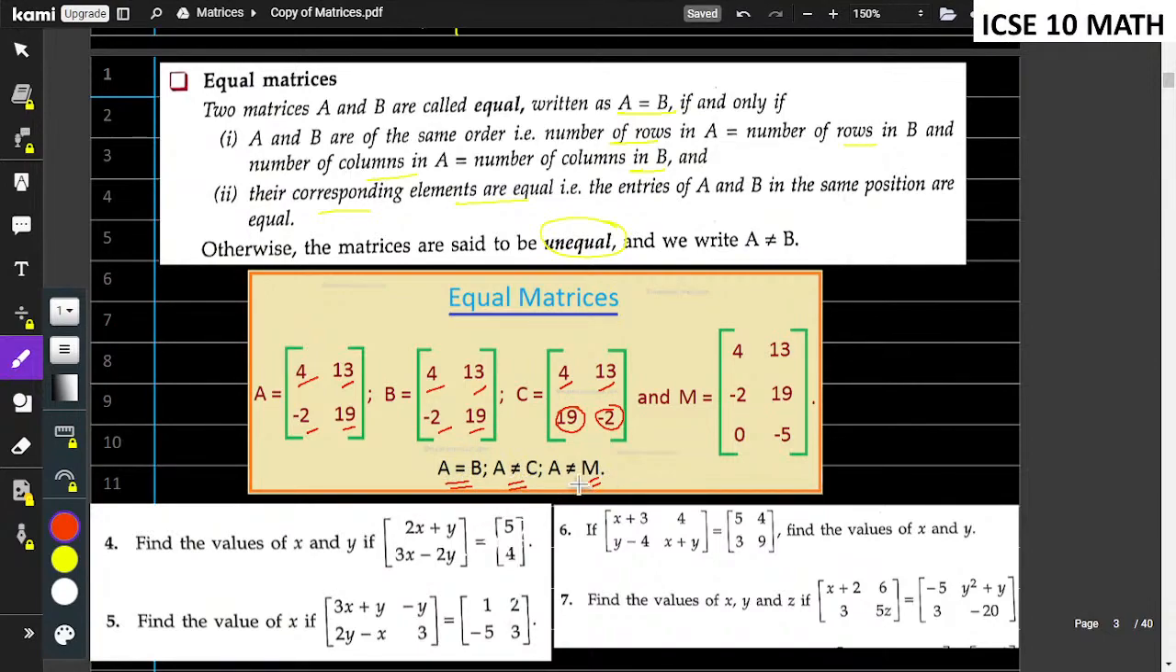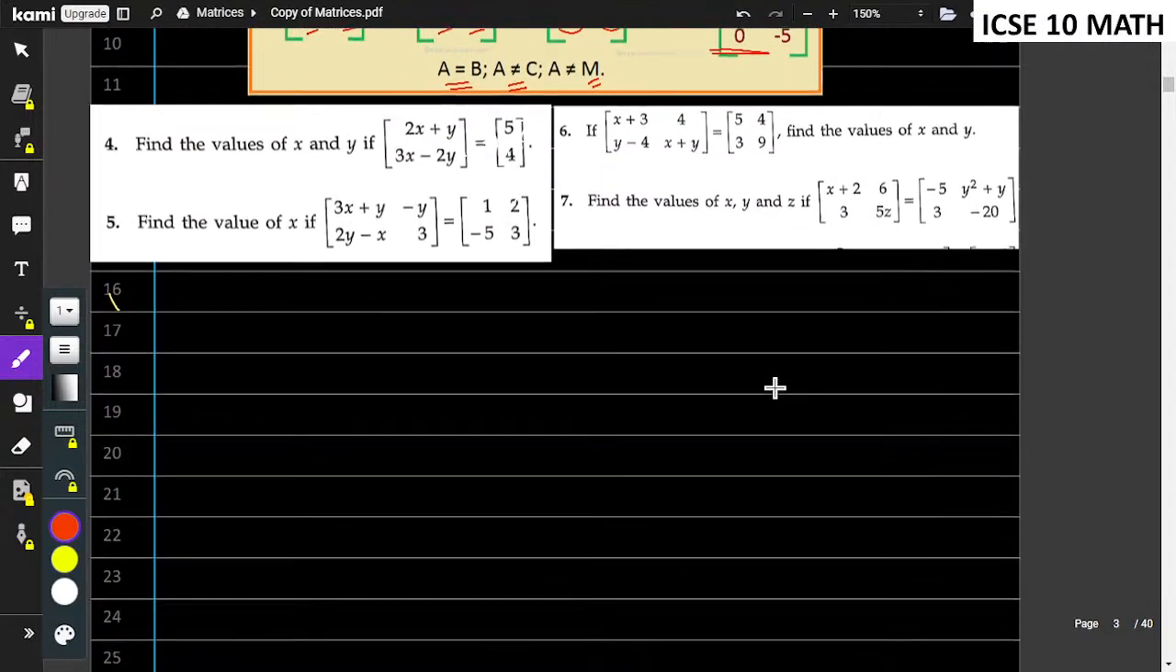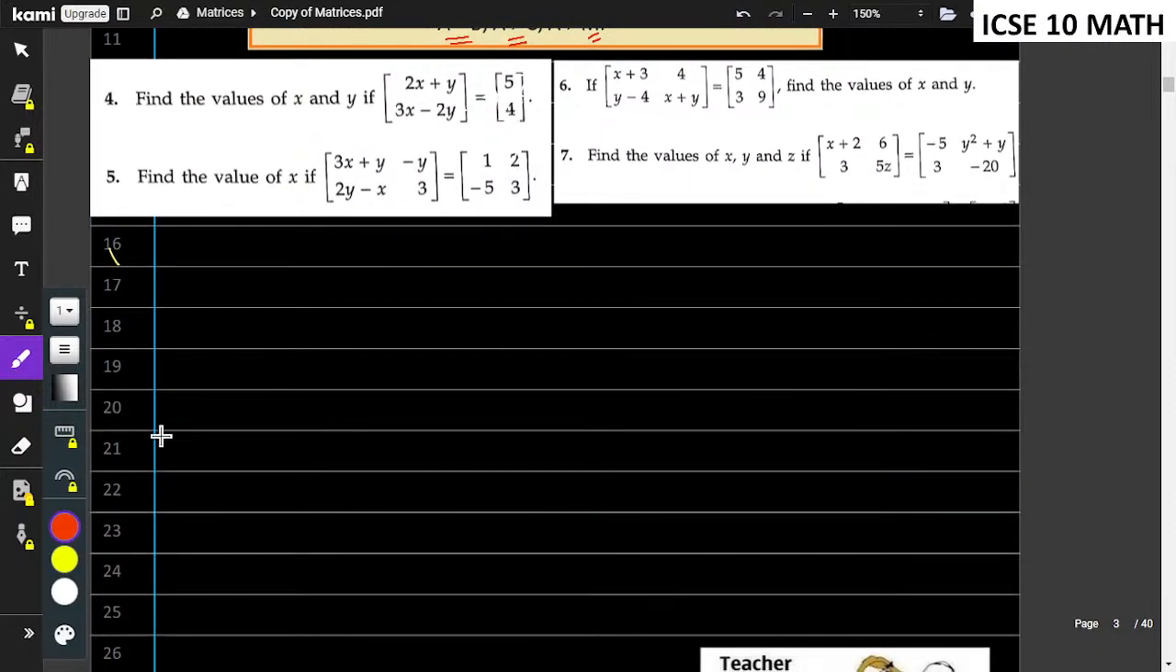Also if we have another matrix M, this also has 4, 13, minus 2, 19, but it has one extra row. So what did we say earlier? Earlier we said the number of rows has to be the same. As it has a different number of rows, this is not an equal matrix. Alright, this was easy again. So let's see a question based on this.